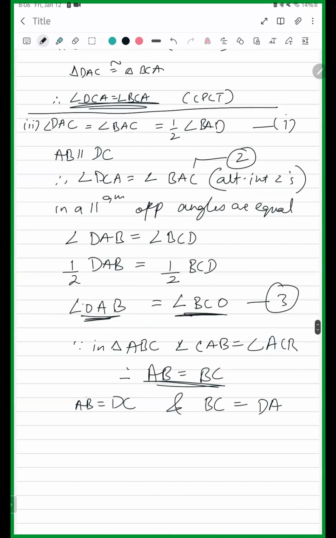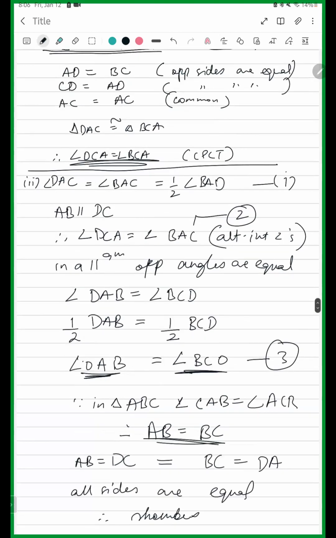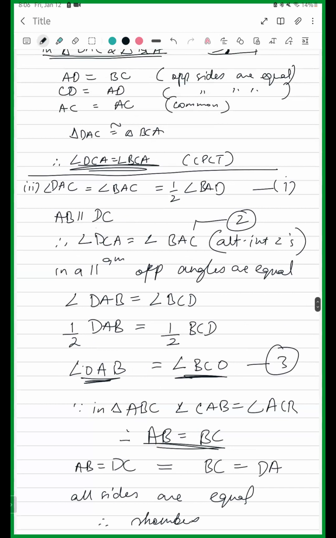So, since AB is equal to BC, all of these are equal to each other. So all sides are equal. That means it's a rhombus. Is this question clear? Yes. Okay. Then let's come to the next one.